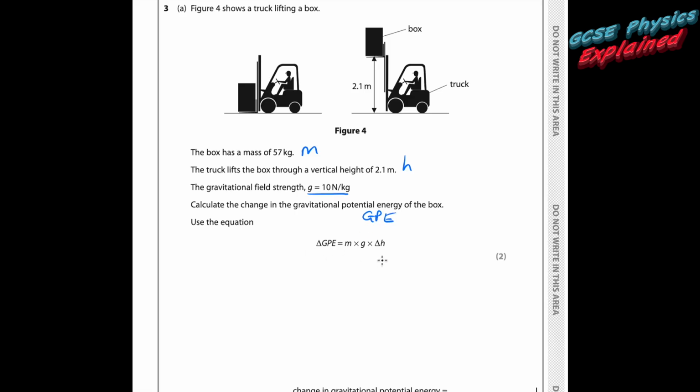Use the equation. So we just need to pop the numbers in. Mass times by gravity times by change in height. So that's 57 kilograms times by 10 newtons per kilogram times by 2.1 meters, and that comes out as 1197, and that'll be joules because it's energy. All energy is measured in joules.